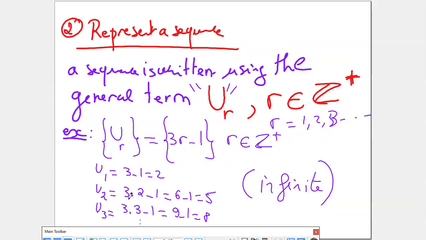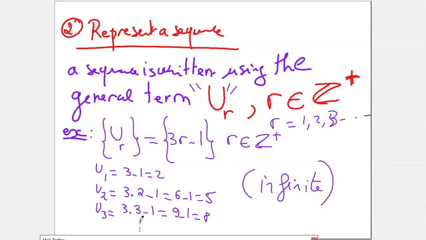Now, let's see a sequence, for example. Ur is equal to 3r minus 1 with r belongs to Z plus. So we start. What is the first term? U1. How do you find it? You replace r by 1. 3 times 1 is 3, minus 1, 2. U2: 3 times 2, 6 minus 1, 5. You can continue here. It's an infinite sequence because there is no limit for r. r can go to infinity.